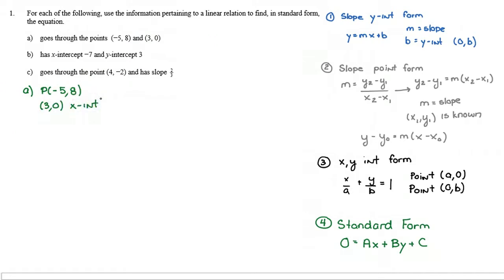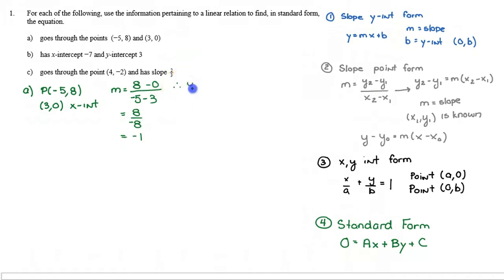So if I take a look at my forms here, I don't have the x and y intercepts, so that's not useful. I don't have the slope, so both of these forms aren't particularly useful. So first thing I'm going to do here is I'll calculate the slope. So m is equal to, and we're going to find the slope between these 2 points, so 8 minus 0 over negative 5 minus 3, and we end up with 8 over negative 8, which is equal to minus 1.